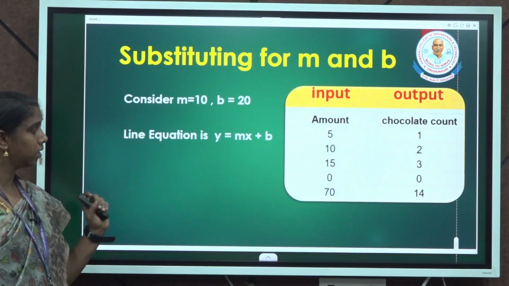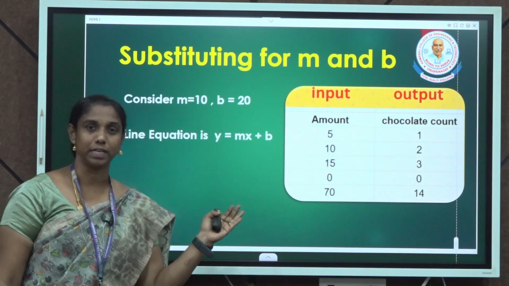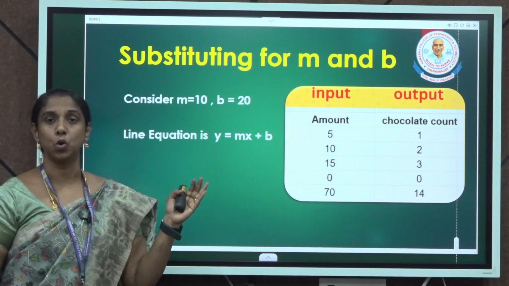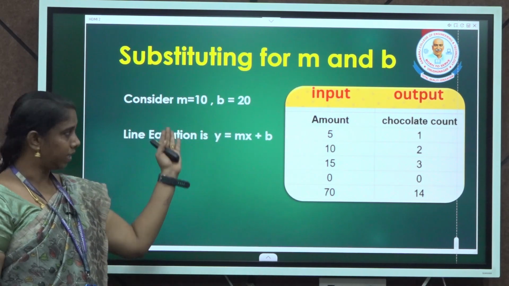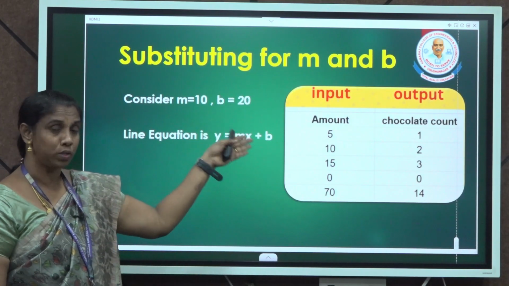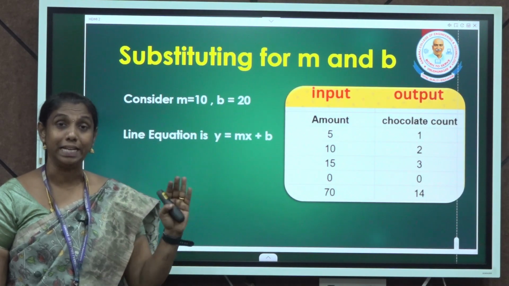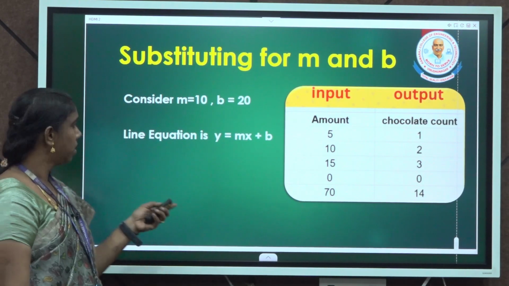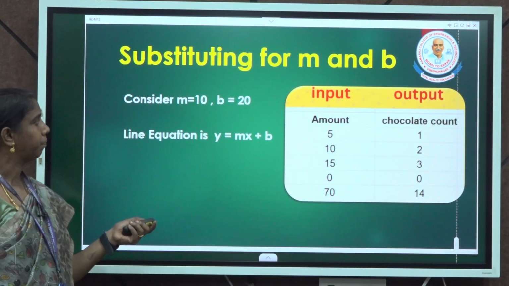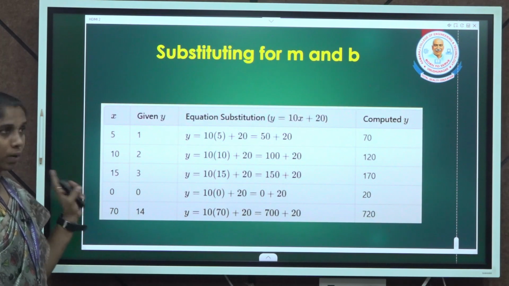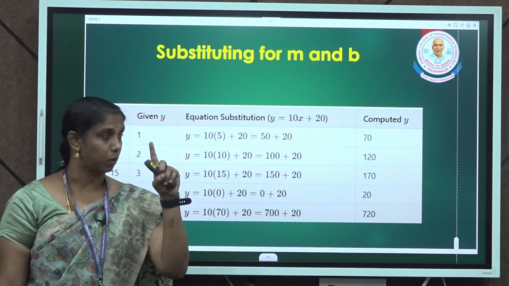So based on this equation, let us consider some values for slope and intercept. The slope is 10 and the intercept is 20. We can give this input to the equation y is equal to mx plus b for getting the new prediction data. So the line equation is y is equal to mx plus b, and now I consider m is equal to 10 and b is equal to 20.